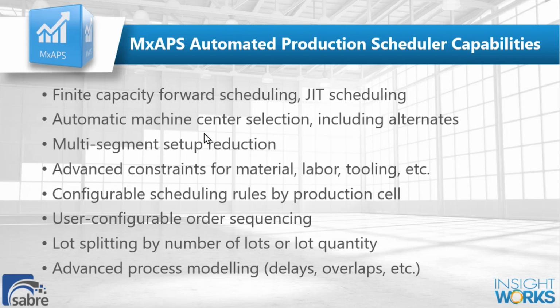Okay. And the other nice thing is it's got automatic machine center selection. So what that means is, if I've got, let's say it's injection molding or something like that, I've got one work center with 5 or 10 equivalent machines within that work center. I don't have to tell the system which machine to use. MX will pick the right machine for that particular job. You can set up preferred machines, alternate machines, all sorts of things like that. So it makes an intelligent choice about how to schedule that production.